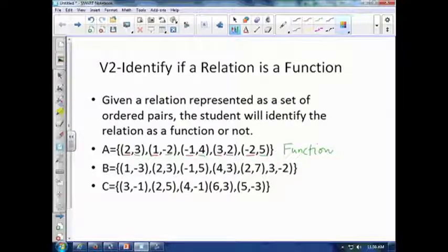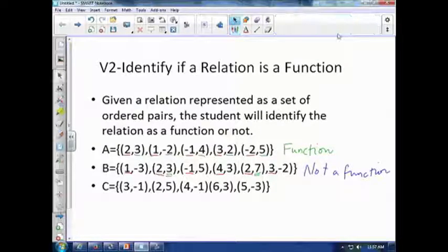Let's look at the second one. The domain is 1, 2, -1, 4, 2, and 3. Notice, as I was reading this, I'm looking at the 2. The 2 is being mapped with 3 right here, and the 2 is being mapped with 7. I don't really need to examine anything else, because the first element was repeated, meaning it's mapped with two different y elements, the 3 and 7. So I know that is not a function.